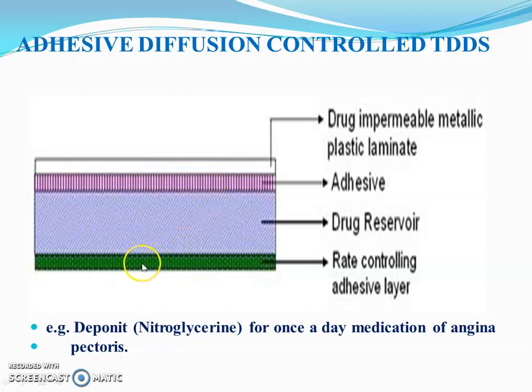On the top of this drug reservoir, a thin layer of non-medicated rate controlling adhesive polymeric layer of a specific permeability and constant thickness is applied to produce an adhesive diffusion controlled transdermal drug delivery system. An example of such type of system is Deponit, a nitroglycerin patch for once a day medication for the treatment of angina pectoris.